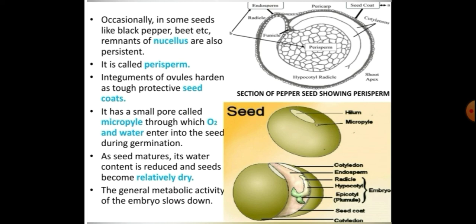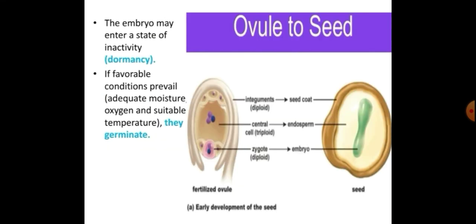Then next, sometimes the seed may enter the dormancy state, that is an inactive state, and when the conditions are good it can break the dormancy and enter the active state. You can see the early development of the seed. You can see here how the fertilized ovule has converted itself into a seed, how the integument converts into the seed coat, the central cell converts into an endosperm, and how the zygote converts into an embryo.